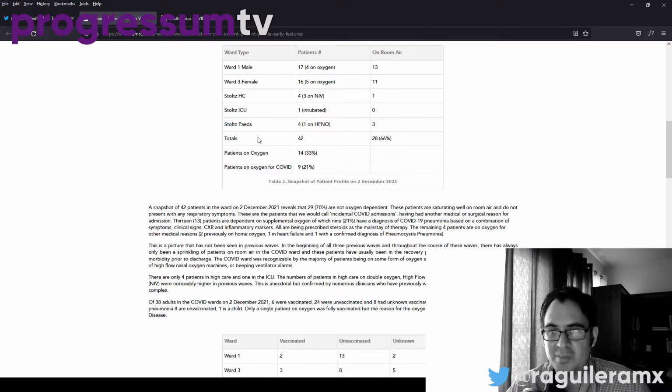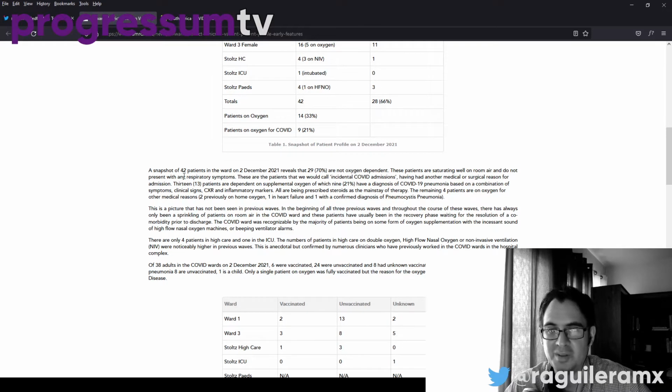There were a total of 42 patients studied in a hospital ward on December 2nd, 2021. It reveals that 29 of them, 70%, are not oxygen dependent. So they were in a hospital, but were not receiving supplemental oxygen. The patients were saturating well on room air and do not present with any respiratory symptoms. These are the patients that we would call incidental COVID admissions, having had another medical or surgical reason for admission.